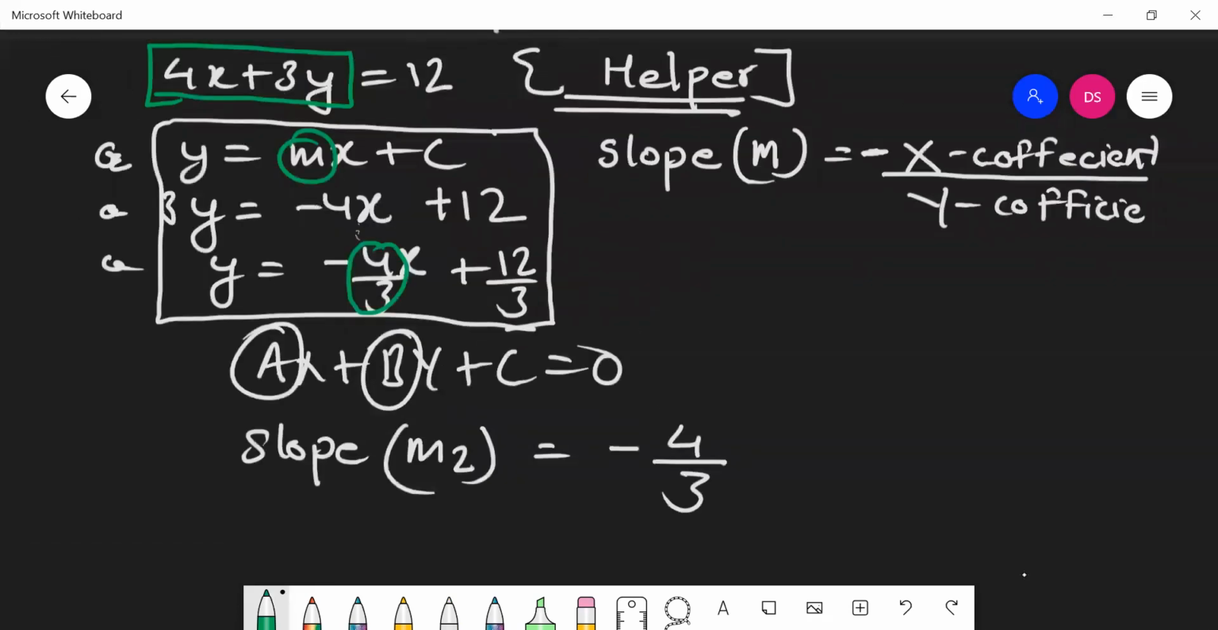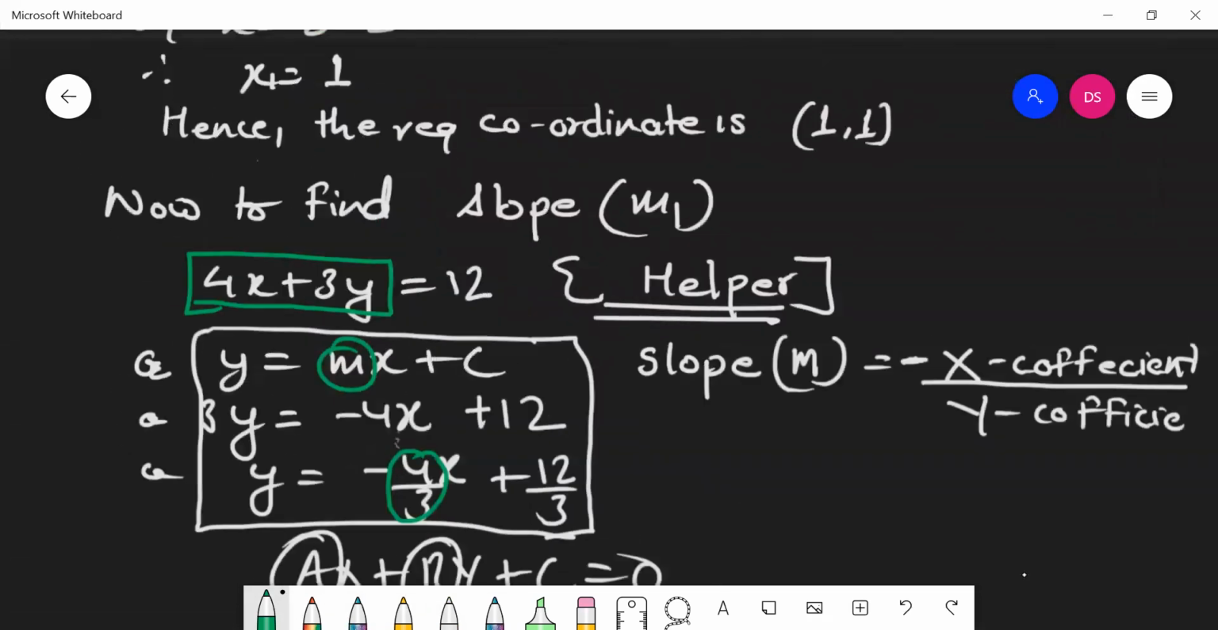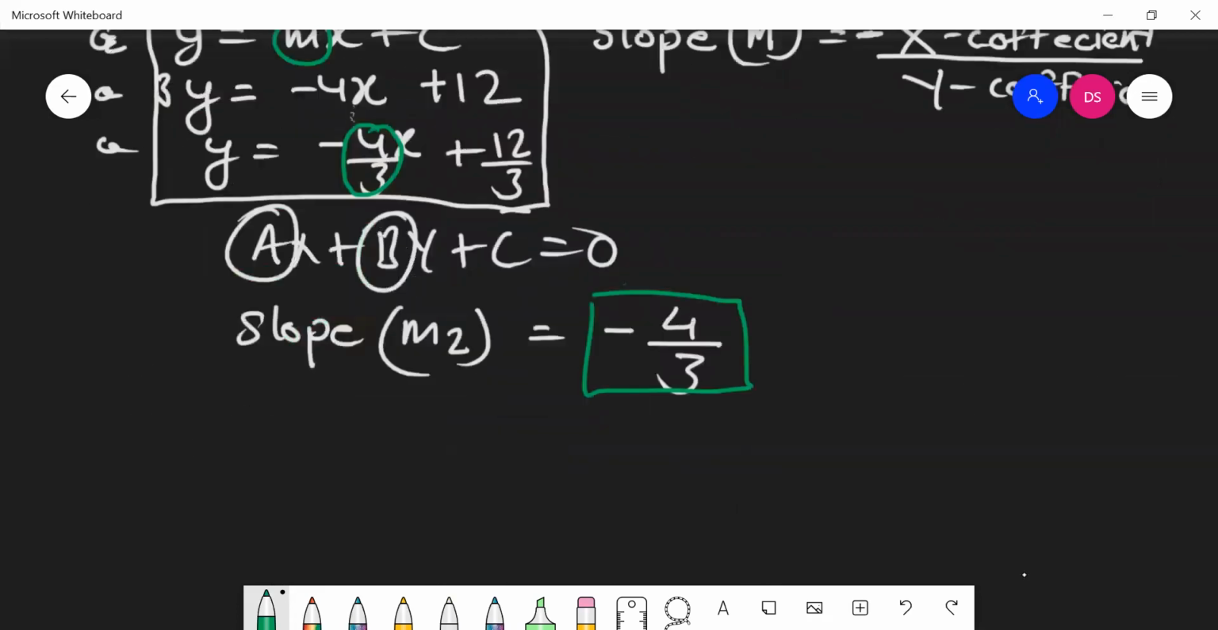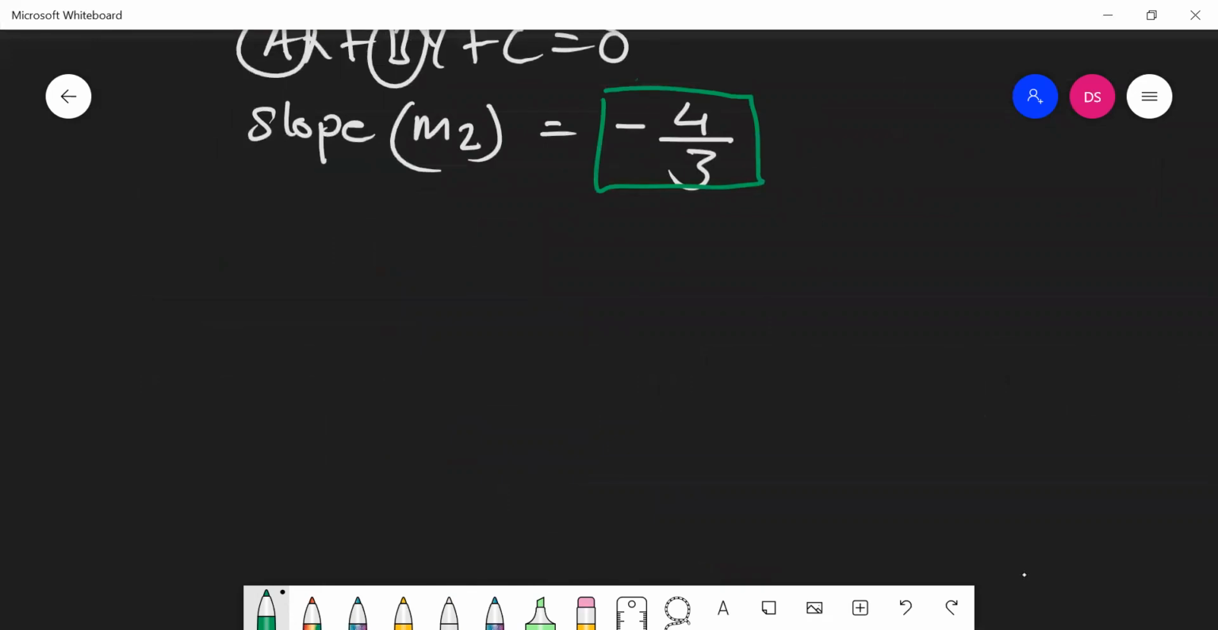But now, let me tell you, this m2 is not our slope. Why is it not our slope? Because this is from the helper equation. Helper equation means this 4x plus 3y equals 12 was the helper equation. Now how is that helper equation going to link with our equation, the equation that we are going to find?